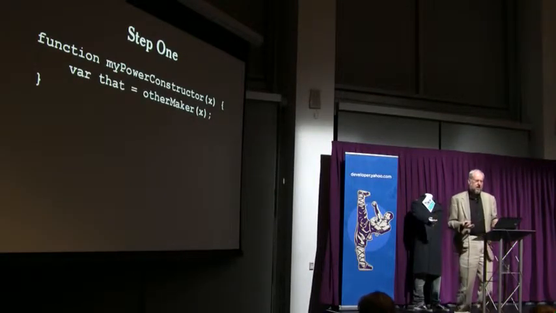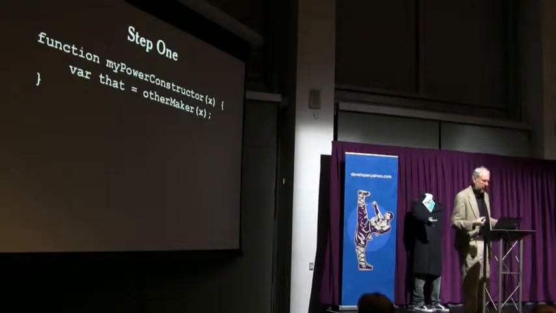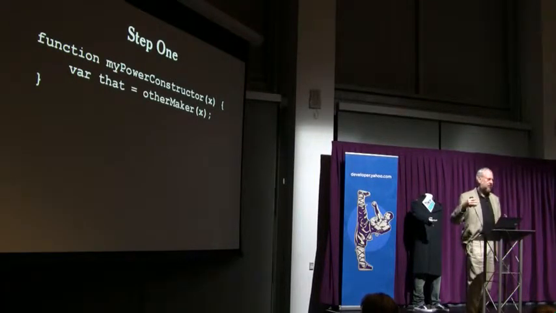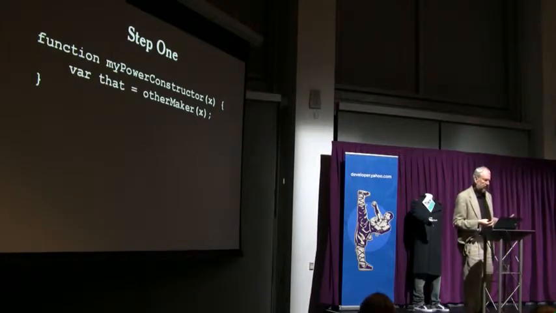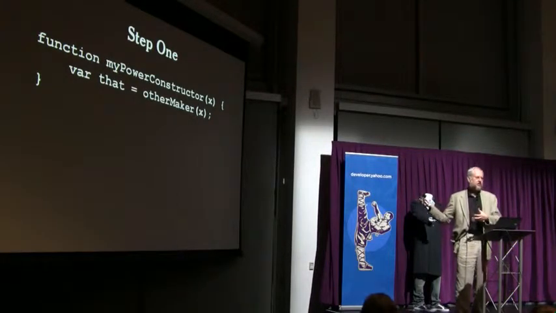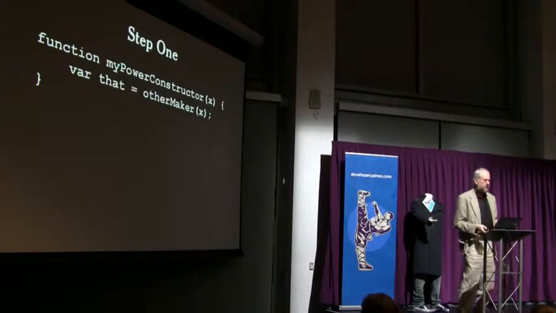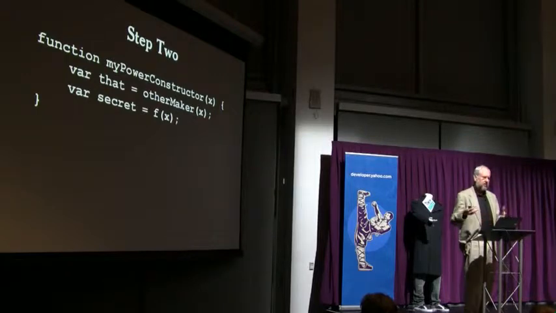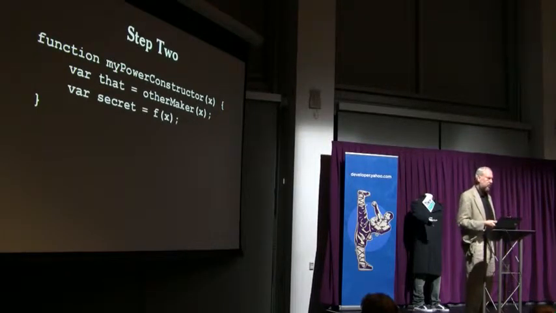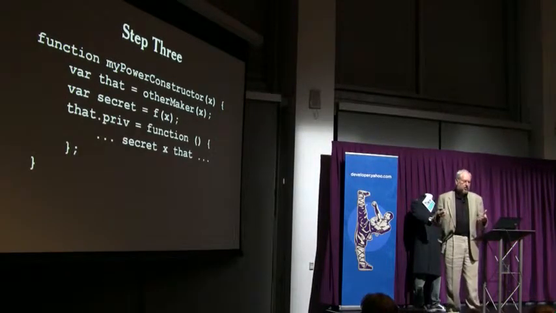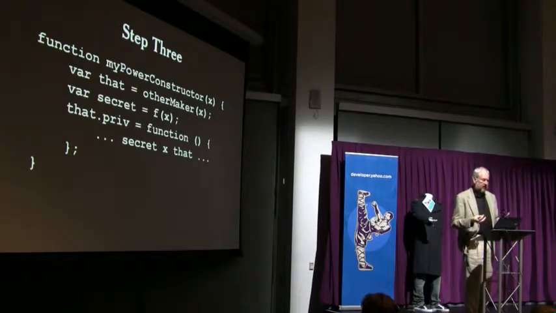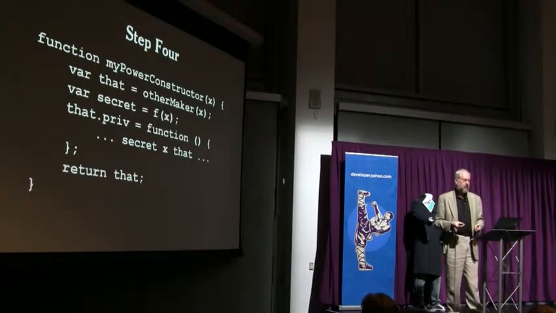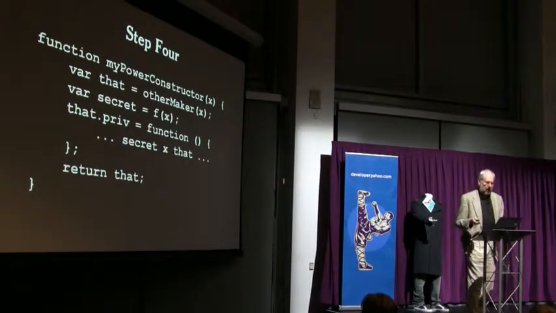So step one, this is going to be my new power constructor, and I'm going to create a variable called that, because I can't call it this because this is a reserved word. And I will initialize it somehow. Somehow I turn it into an object. Then step 2, I declare secrets, a secret variable, stuff that's going to be available to my privileged method. Step 3, I create my privileged methods and assign them to that. And step 4, I return that. So really simple.